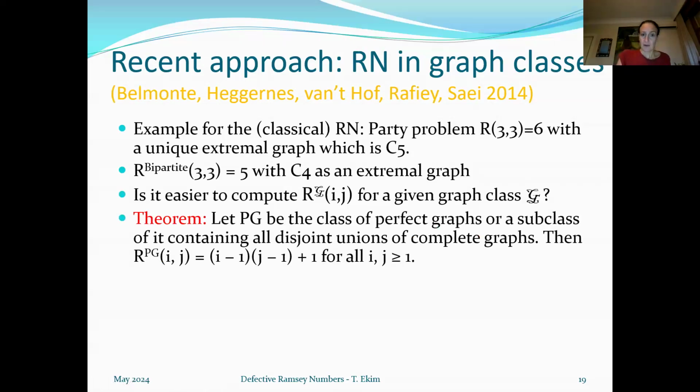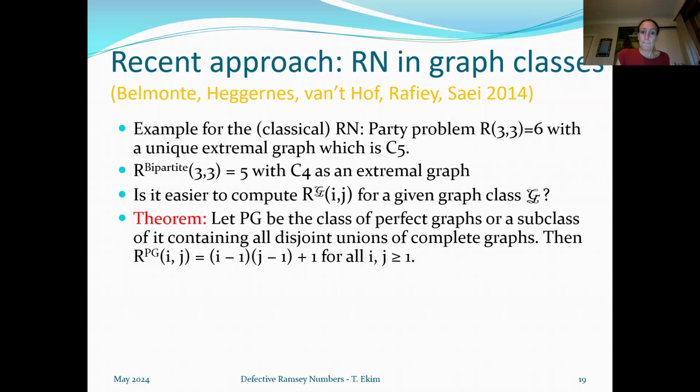First, for instance, if we take the class of perfect graphs, or any subclass of it containing disjoint unions of complete graphs, so this is not very restrictive, let's say, then here is the formula for Ramsey numbers. It's very easy. And this basically follows from the definition of perfect graphs. If you don't know, it doesn't matter. But there is at least this graph class, which is well known and well studied, for which it is trivial to compute the Ramsey numbers. There's a unique formula for every i and j.